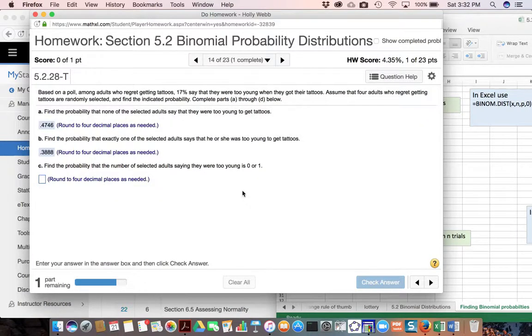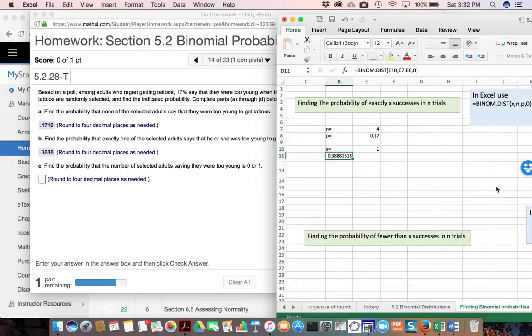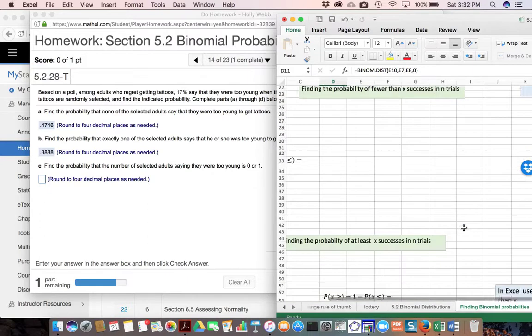Okay. Find the probability that the number of selected adults that thought they were too young is 0 or 1. Now, one of the ways that you can look at this is the probability of 0 or 1 would be the probability of 1 or fewer. So we can go down to the probability of x or fewer.